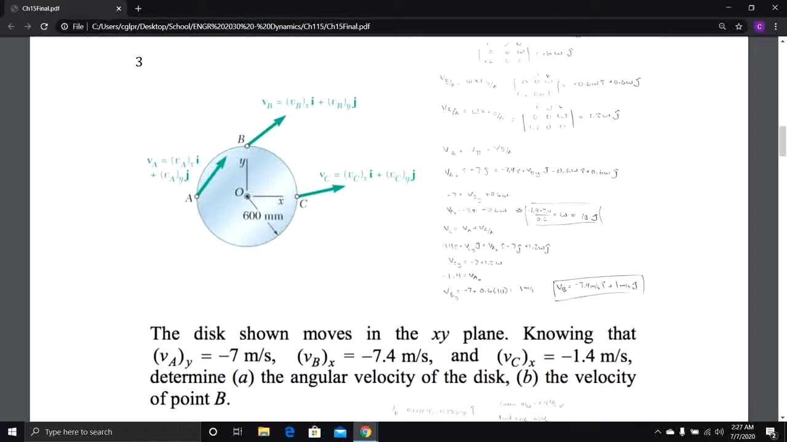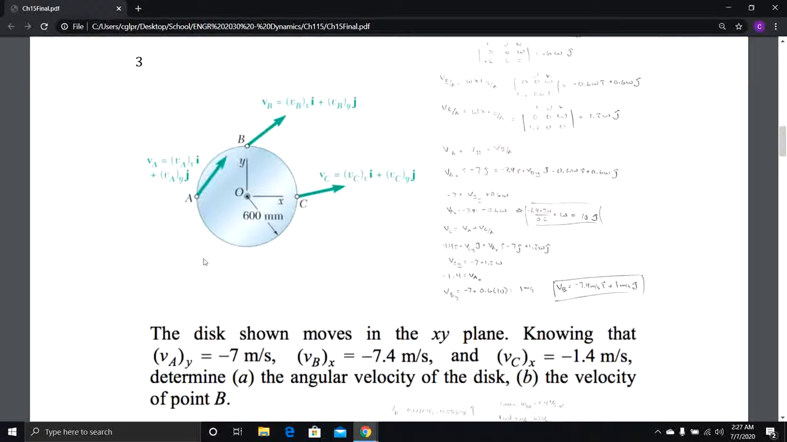Alright, for question 7, given just partial information as to the I and J components of the velocity of points A, B, and C, I'm asked to find the angular velocity of the disk, or the omega of O, and the velocity of point B. One thing that put me through a bit of a loop here is just that these are not drawn the right direction. They seem to just be drawn in an arbitrary fashion.